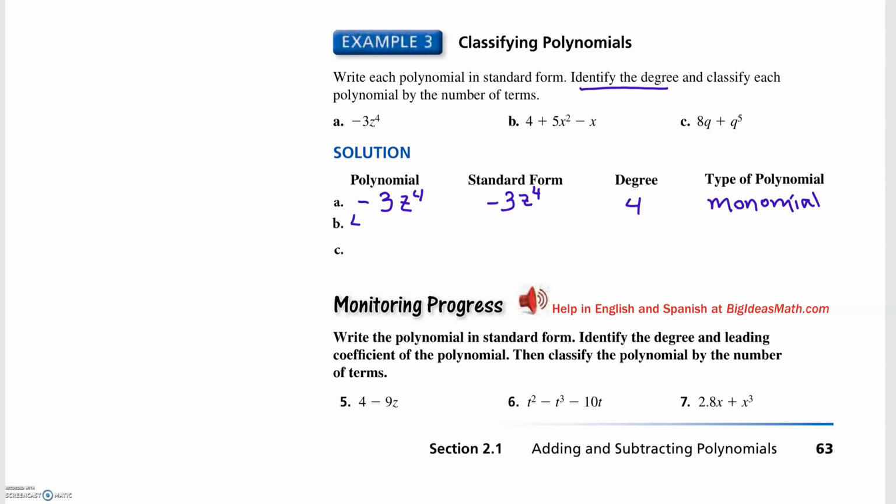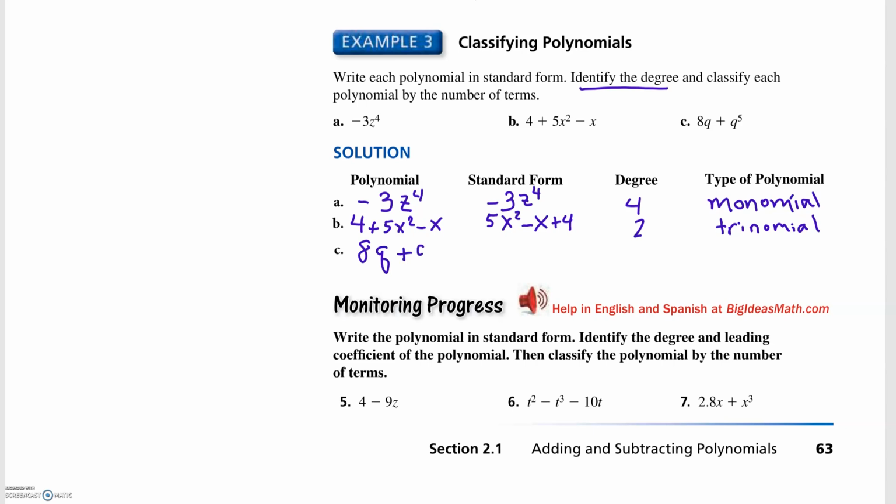Okay, the second one, 4 plus 5x squared minus x. If we switch the order of the terms, we have 5x squared minus x plus 4. Notice the powers go down. 2, 1, no x term at all, or I should say no x to the power. The degree of that one is 2. And that one's going to be a trinomial because it has 3 terms.